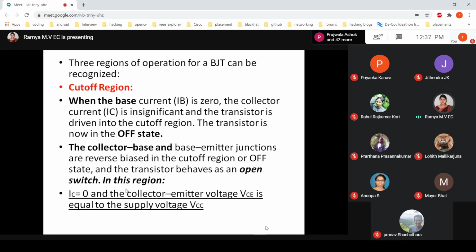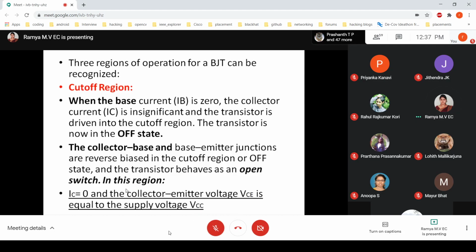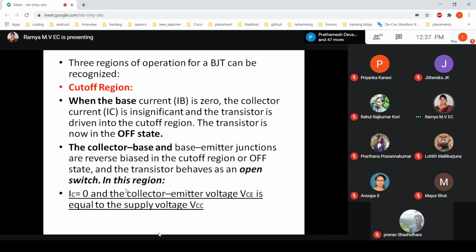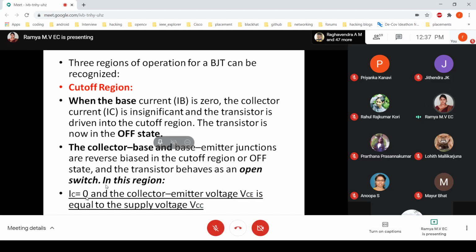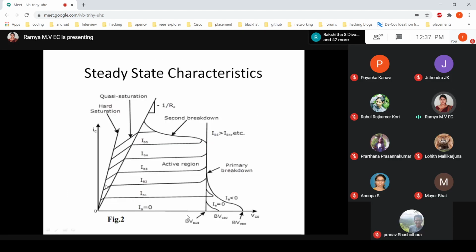Cutoff region: when the base current IB is zero, the collector current is insignificant and the transistor is driven into the cutoff region. Both the junctions, collector-base and emitter-base, will be reverse biased here. In this region IC equals 0 and the collector-emitter voltage VCE is equal to the supply voltage VCC.